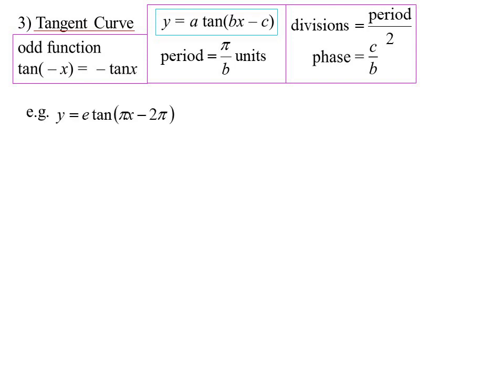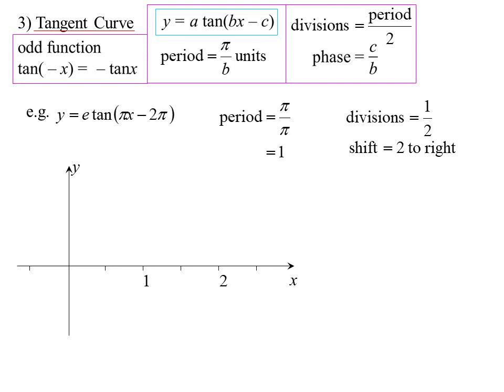We will draw, here we go, y equals e tan (pi x minus 2 pi). My period will be pi divided by pi. Oh, it's just 1. Period is 1. The divisions therefore will be a half. I will mark off every 1/2. I have shifted 2 pi divided by pi, which is 2, to the right. And that's all I need. So here we go. Mark in those divisions.